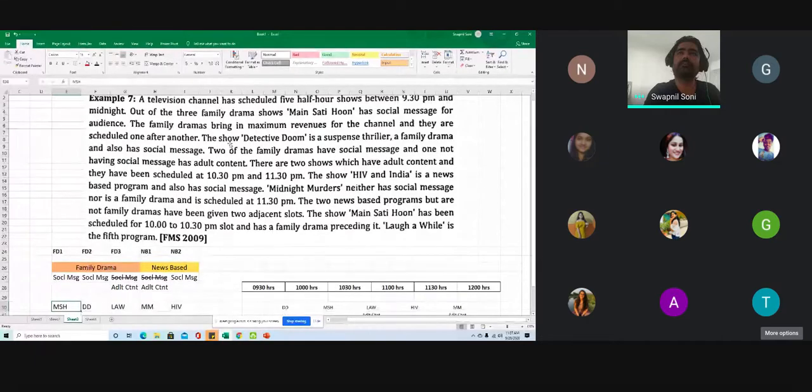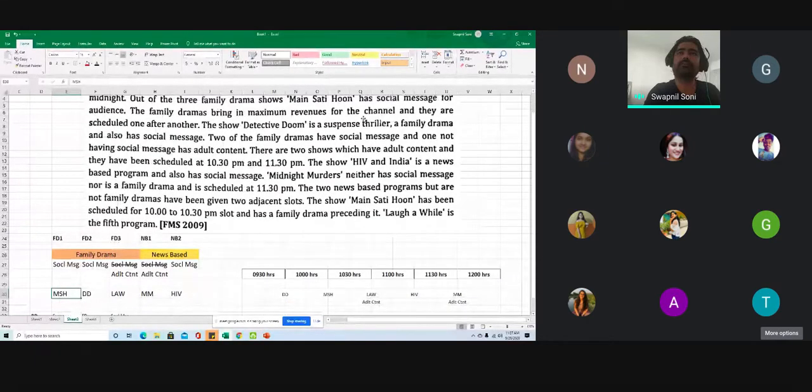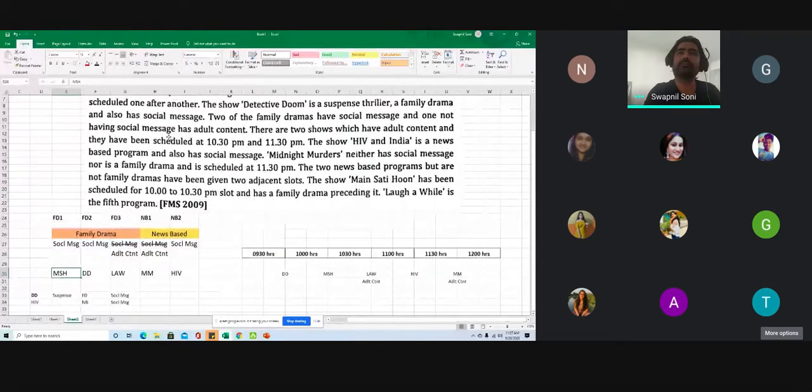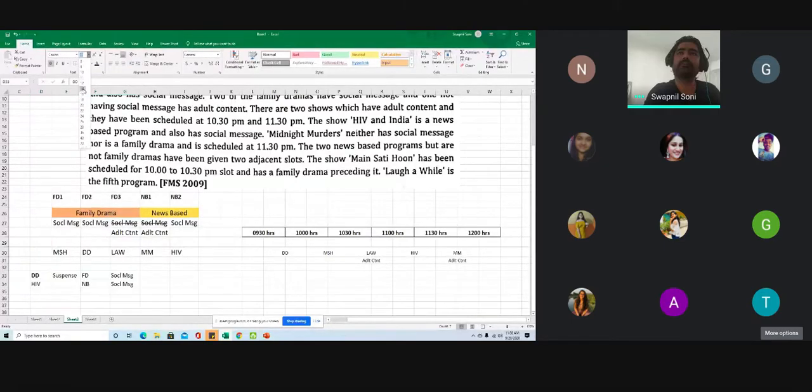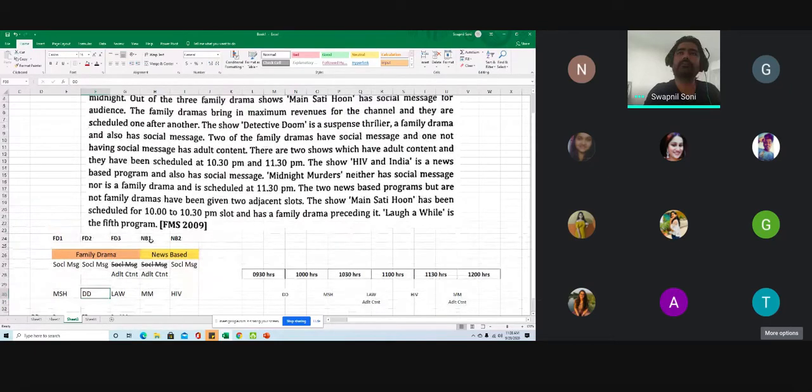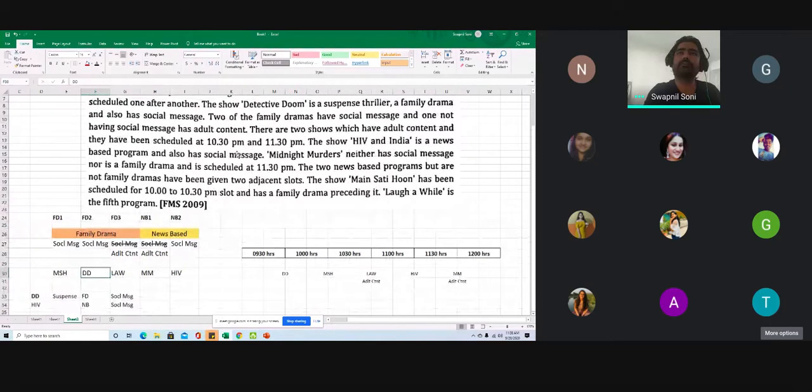The show Detective Doom, DD, is a suspense thriller, a family drama, and also has a social message. So, look at this, DD. It is a family drama, and it has a social message. So, the second social message family drama show is DD. Two of the family dramas have a social message and one does not have it.